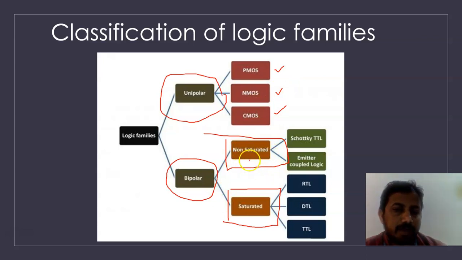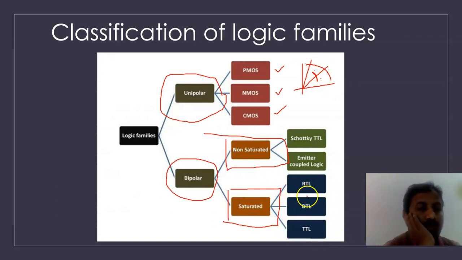An unsaturated logic family means the transistors don't move into saturation. You know that a transistor's characteristics go through three regions: cutoff region, active region, and saturation region. If you are operating a transistor in cutoff and active, we say it is unsaturated. If you make a transistor operate from cutoff to saturation, we say it is a saturated logic family. Under saturated logic families, three most important are RTL, DTL, and TTL.